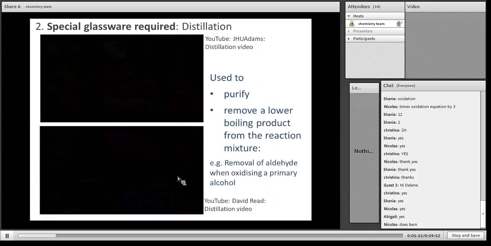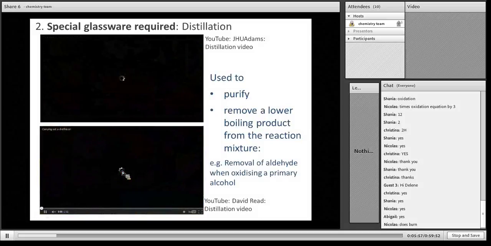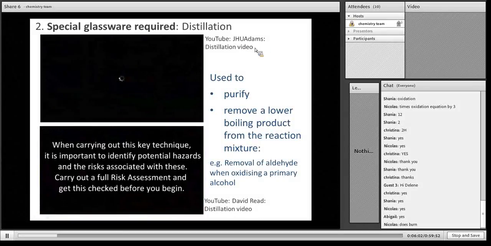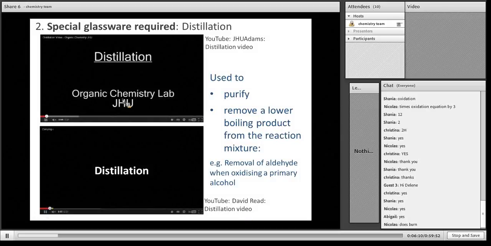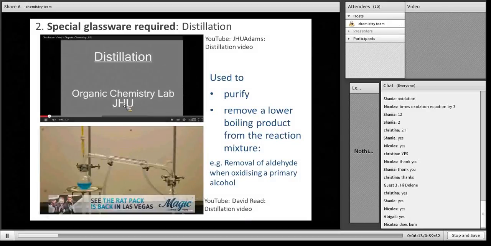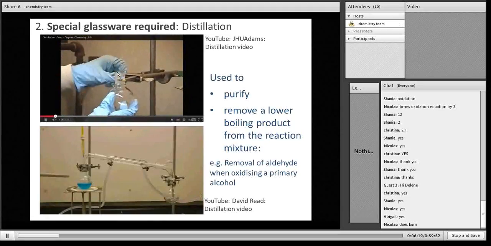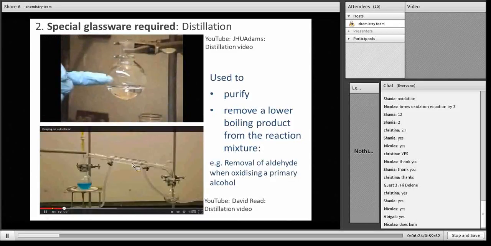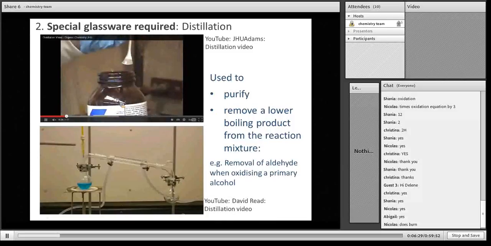Okay, so here are some videos. Now I'm going to run these both at the same time. Look for J.H.U. Adams on YouTube, or David Reed. This is the other one down here, sorry, David Reed. It's a distillation. Both of these will show you what a distillation looks like. So here they're showing you how you connect all those bits of glassware, and here it's showing it's connected, and they explain what's happening.